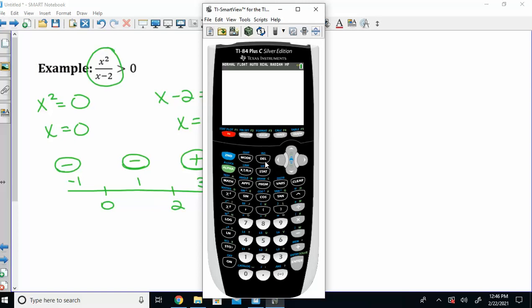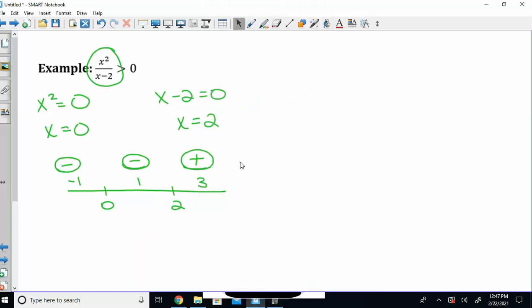If you graphed it, you want to graph the x squared over the x minus 2. So we can see we're negative before 0, after 0 we're still negative, then it becomes positive. So you get the same thing. Which answers did I want, positives or negatives? Positive. So I want this piece, so that would be parenthesis 2, comma, infinity.